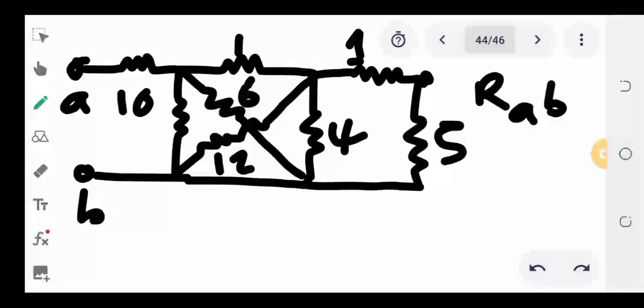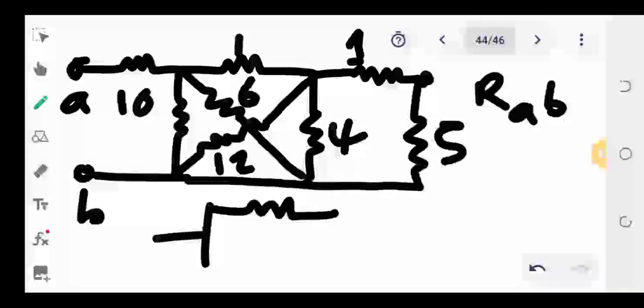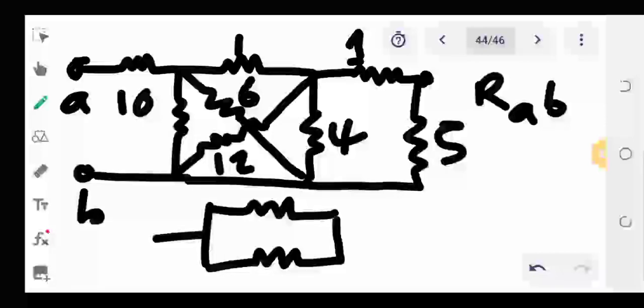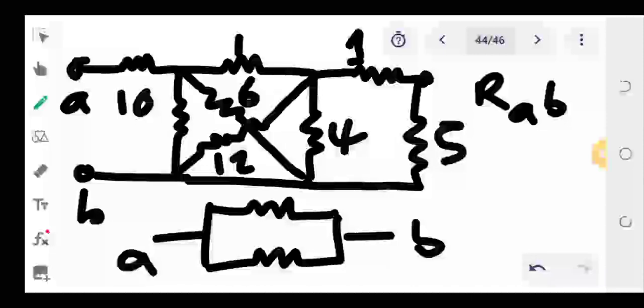So what of parallel? We say two resistors are in parallel if their two terminals are connected to the same two nodes. Take for example, we do have this arrangement. Let's say this is A, then this is B, and we have this as our R1 and this as our R2.